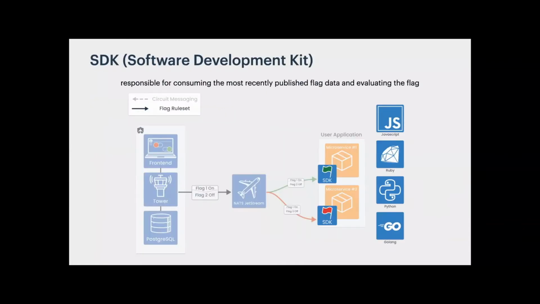The final feature flag related component of the Tailslide architecture is a software development kit embedded into each user microservice. This SDK is responsible for consuming the most recently published flag data from the NATS JetStream, storing that information, and using it for flag evaluation at runtime. Currently, Tailslide provides SDKs designed to be used in server-side applications.